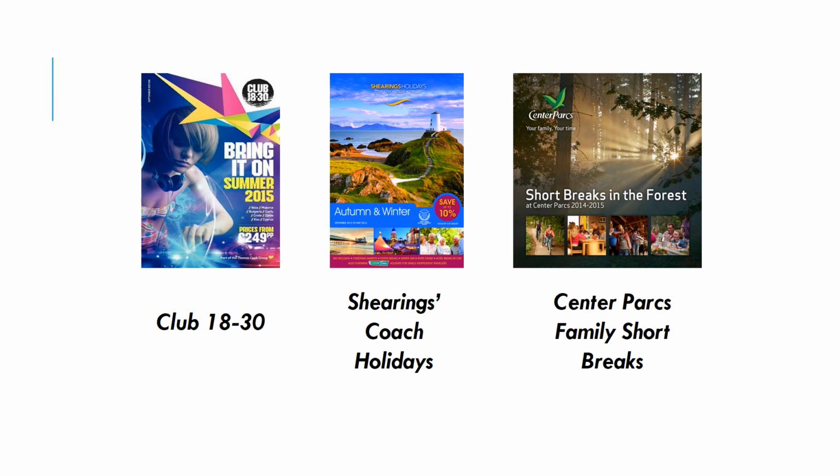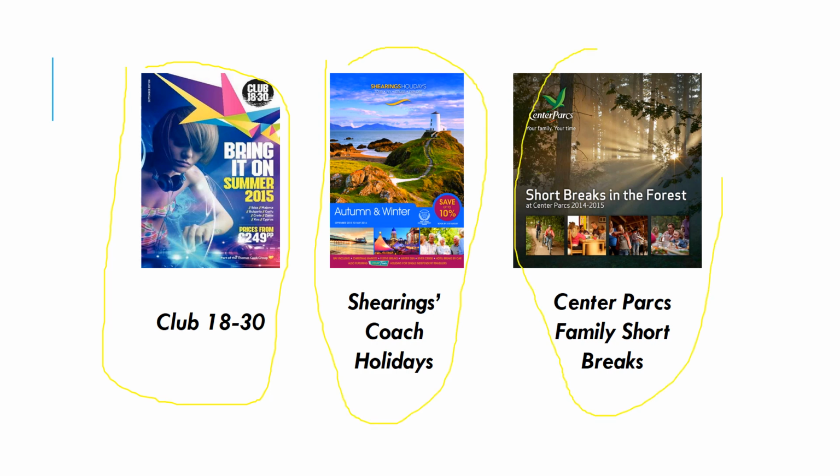Perhaps holidays aimed at particularly young people, or holidays aimed at particularly old people, or perhaps holidays aimed at families. So this would be a demographic segmentation where I've used age to group customers into different segments and then developed holidays accordingly for each segment.